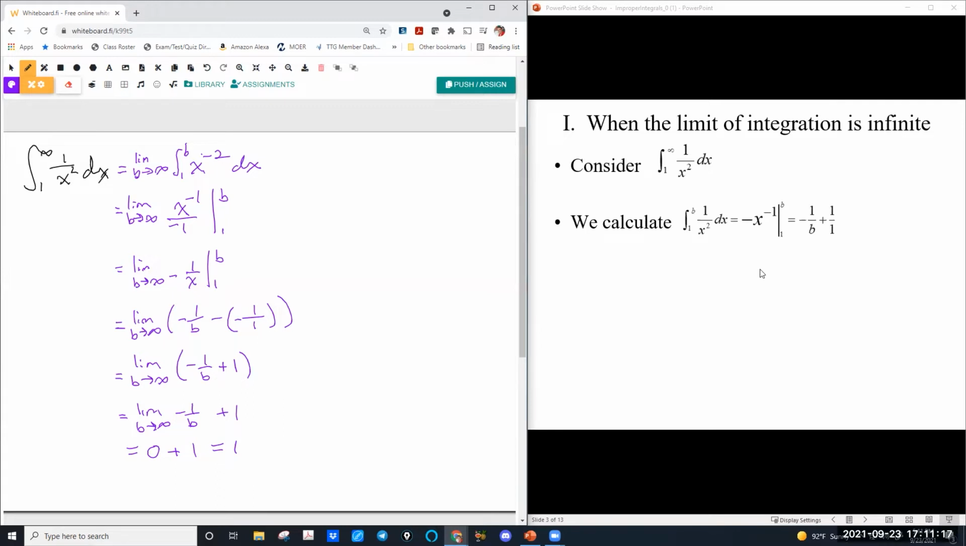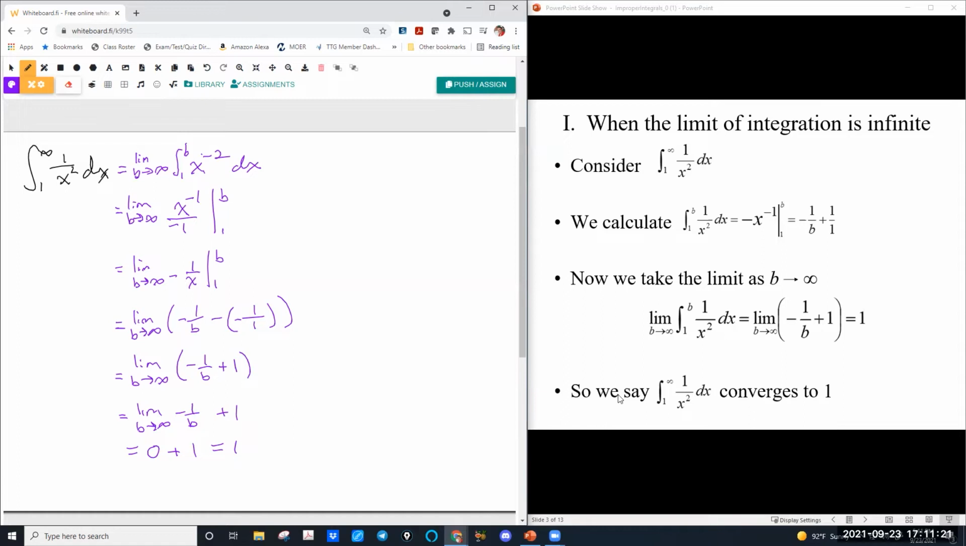So we get 1. Let's talk about what that means. This is just the stuff that we did. And so what we say is the integral from 1 to infinity of 1 over x squared dx actually converges to 1. So if we can calculate the improper integral, we call it convergent. And if it converges, if we calculated it, it actually converges to that number.